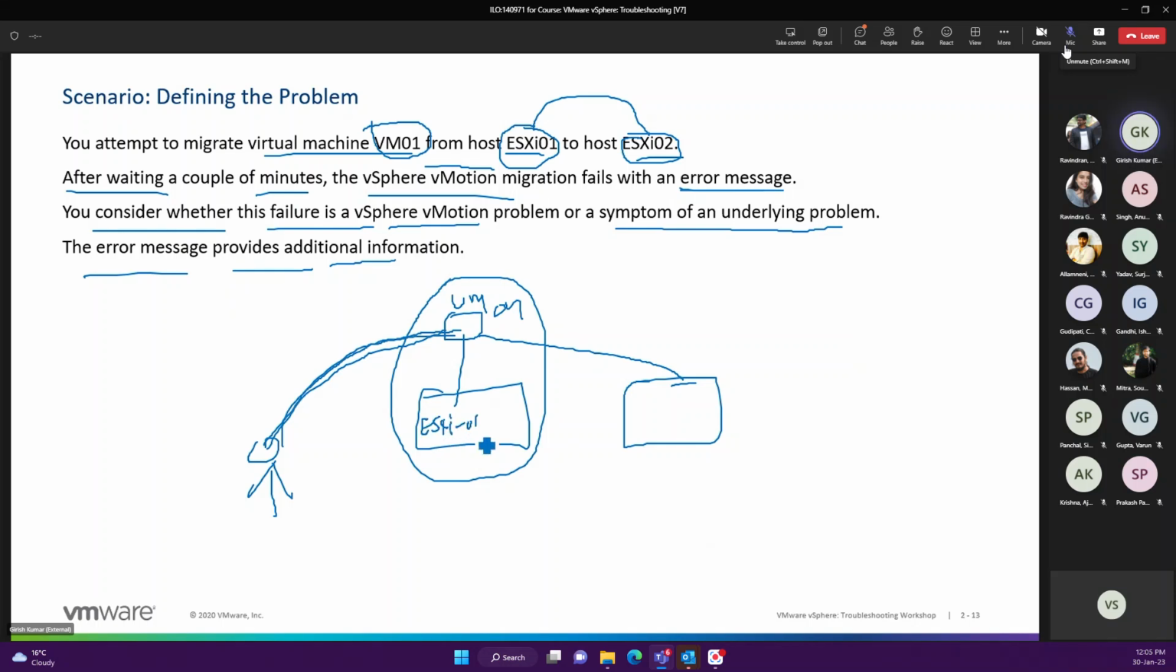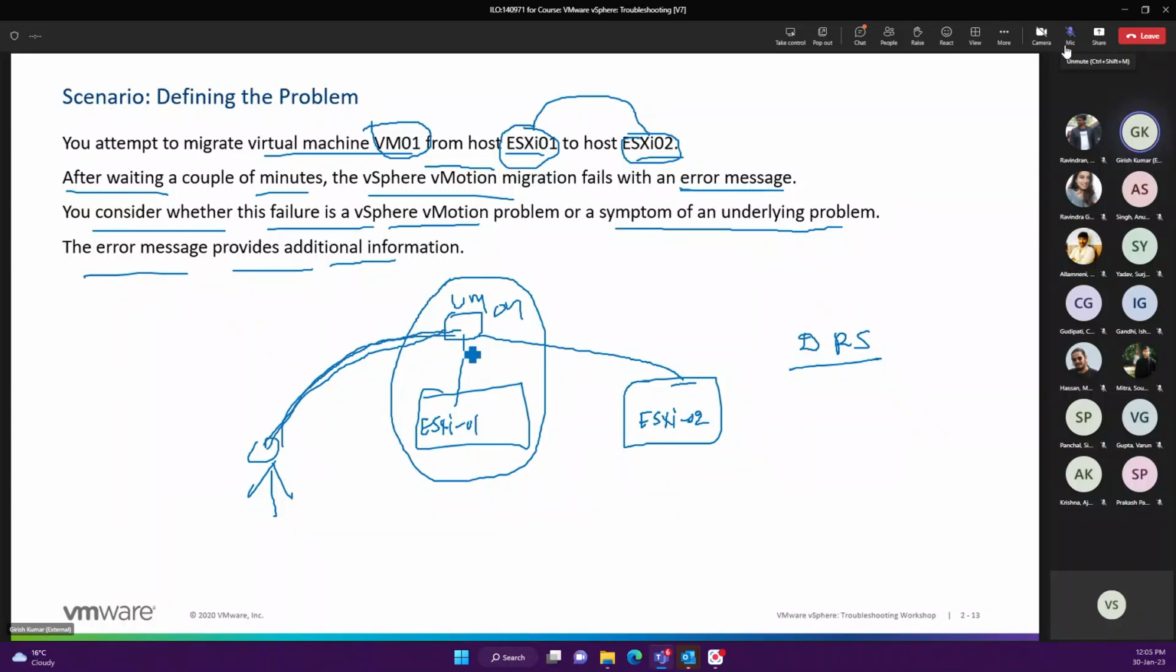Right now the VM is running on ESXi 01, and you are going to migrate it to ESXi 02. First of all, why do we need to do this vMotion action, and how does this concept work? In the case of vMotion, if you have a DRS-enabled cluster, DRS automatically moves your virtual machine based upon the resource requirements.